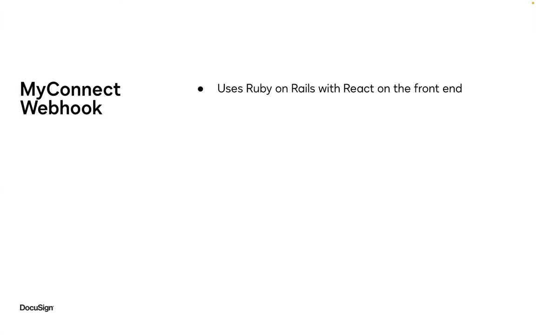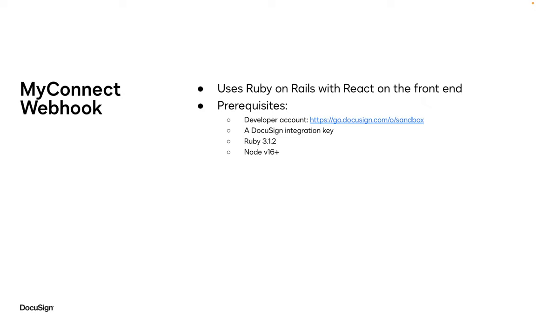MyConnectWebhook is a Ruby on Rails application which uses React on the front end. The prerequisites for setting up this app for local development are a free DocuSign developer account, a DocuSign integration key, which I'll show how to create and configure in this video, Ruby 3.1.2, and Node version 16 or higher. This app utilizes a variety of DocuSign features, including JSON Web Token, or JWT, authentication, bulk sending of DocuSign envelopes, elastic templates, remote signing, and more.